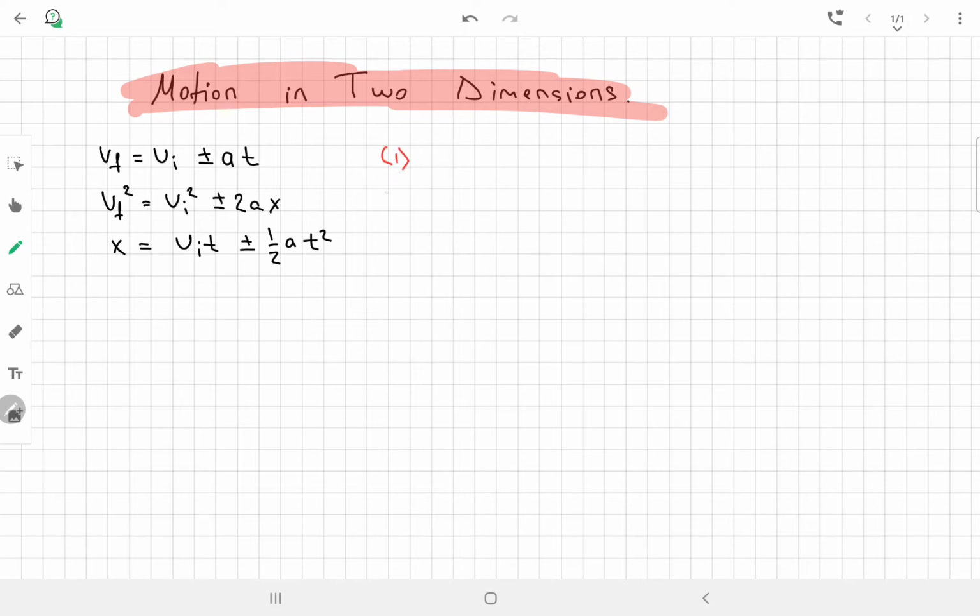These are the main three equations that we can use for motion with constant acceleration. Let's write it here. Constant. a is constant.